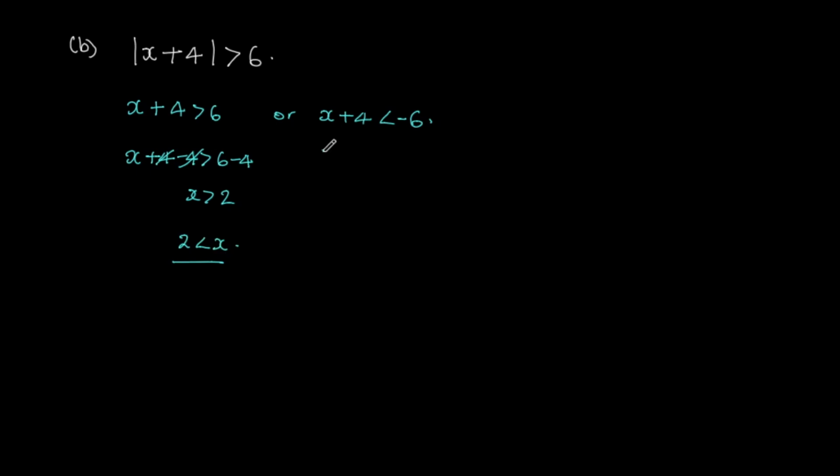Now we do the same to the second one. We have x plus 4 minus 4 is less than negative 6 minus 4. So here x is less than negative 10.